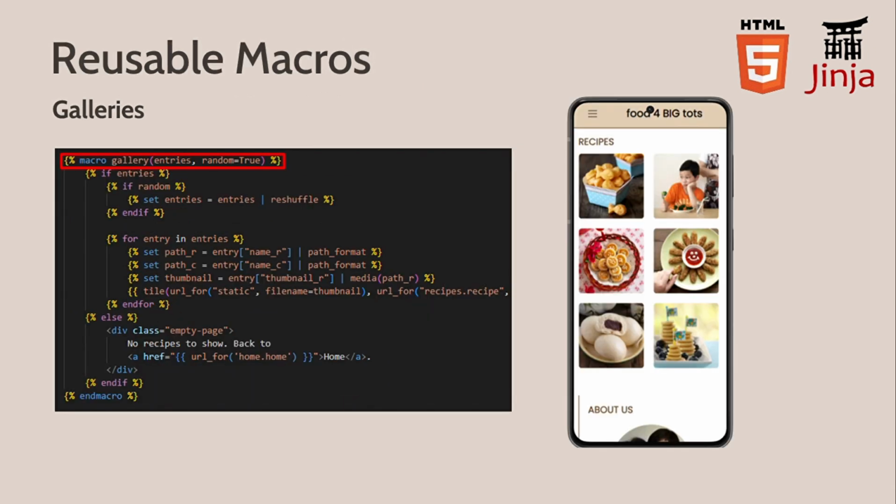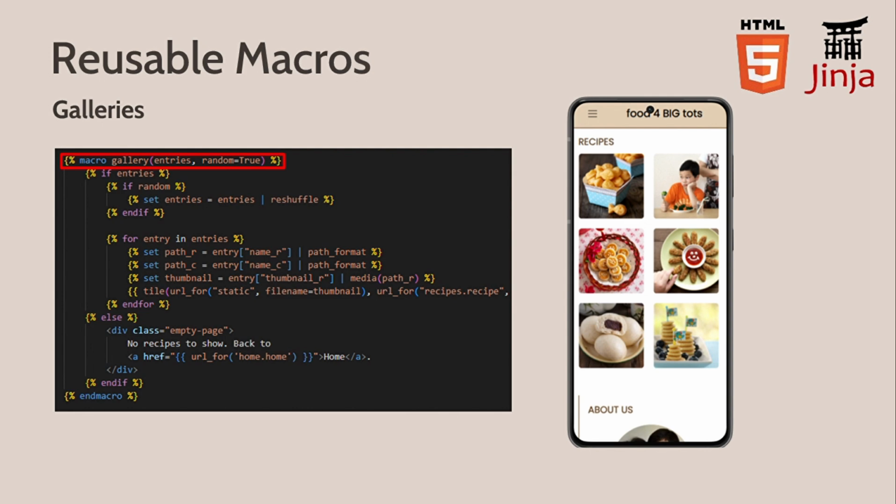I implemented features used throughout my app as Jinja macros, which are reusable snippets of HTML, and parked them in a separate template. This not only makes my markup DRY, modular, and easy to maintain, but also less prone to bugs, as the behavior of these features is standardized.